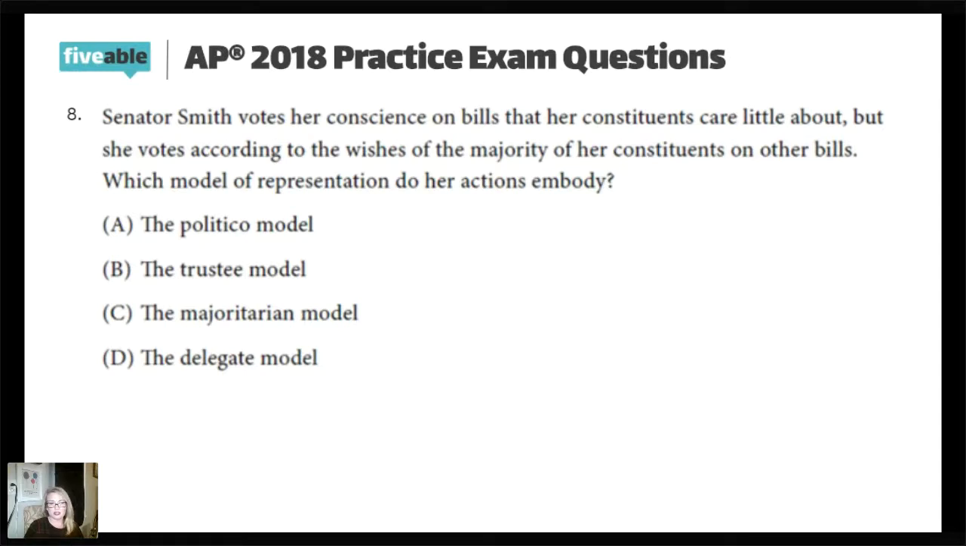So the majoritarian model is basically the same thing as the delegate model, but that is not the right answer, because that would be that she did that all of the time. She always votes based on the wishes of her constituents. Because sometimes she votes her conscience, then she is representing the Politico model, or A. B, the trustee model, would be that she always votes how she wants to. And she doesn't really listen to her constituents, not because she doesn't like her constituents or want to be reelected, but she just feels her role is that she was entrusted to do a job, and she's going to read into all of the information and form a judgment based on her research. Okay, so the Politico model is that you do a little bit of both.